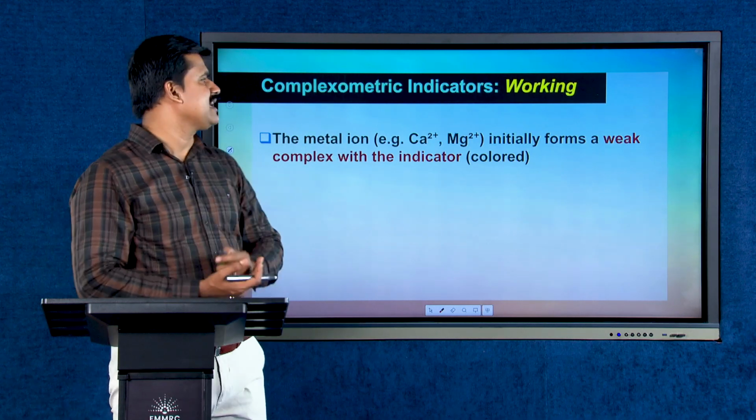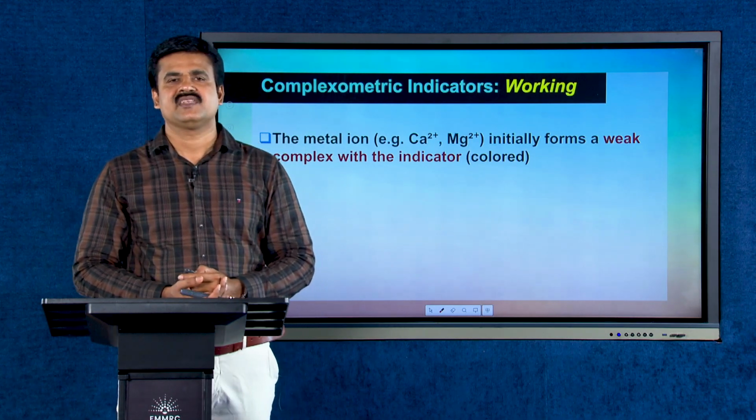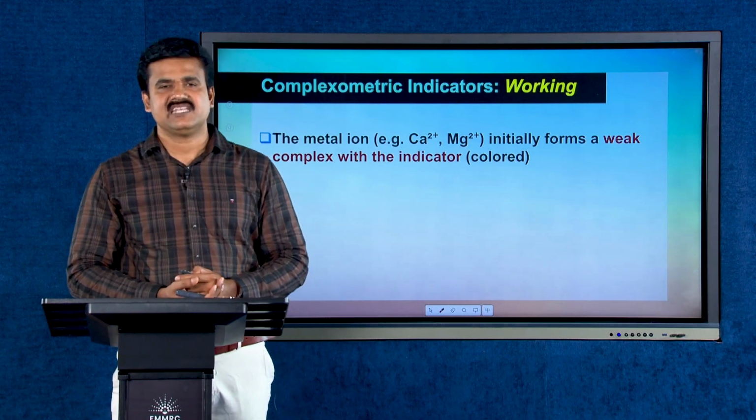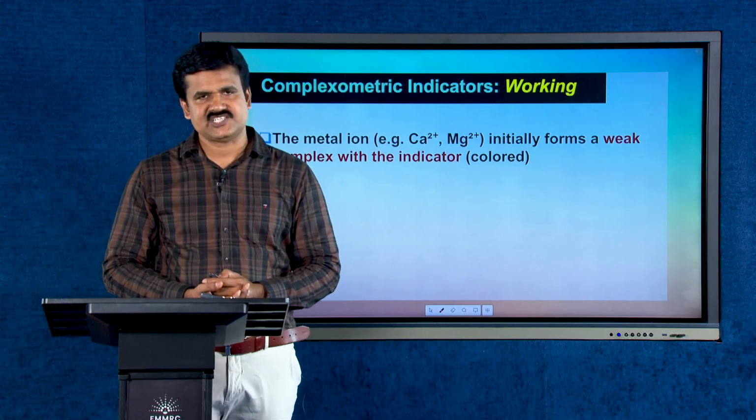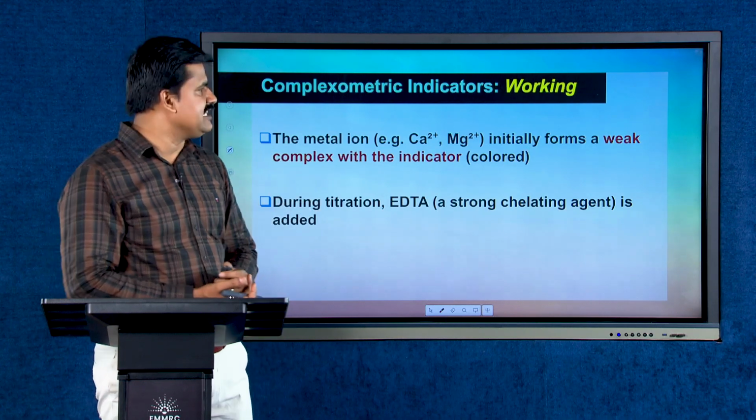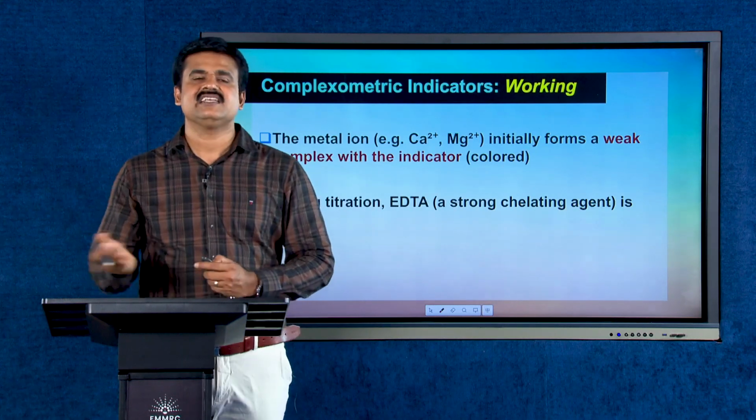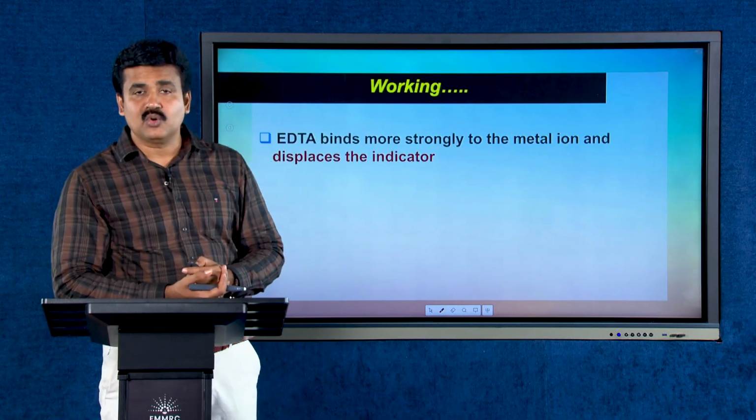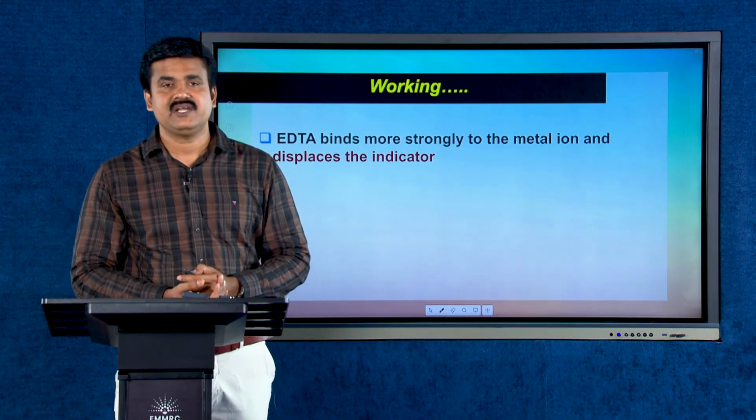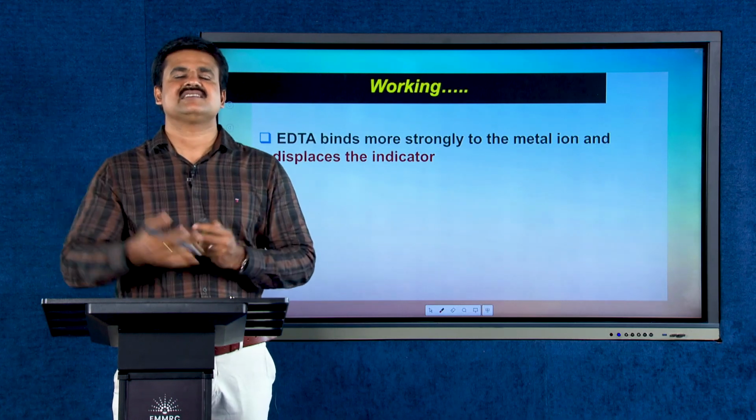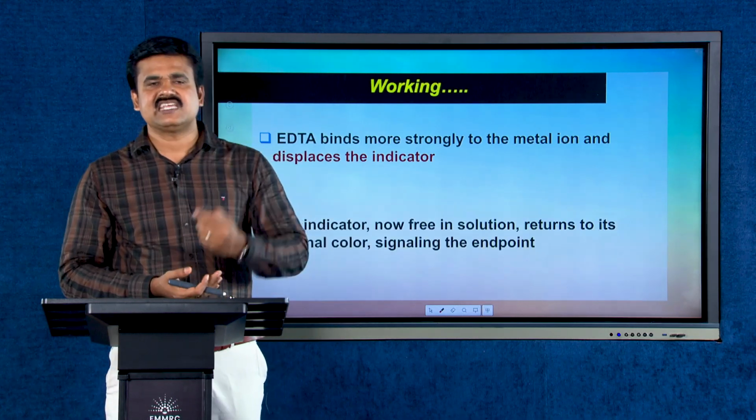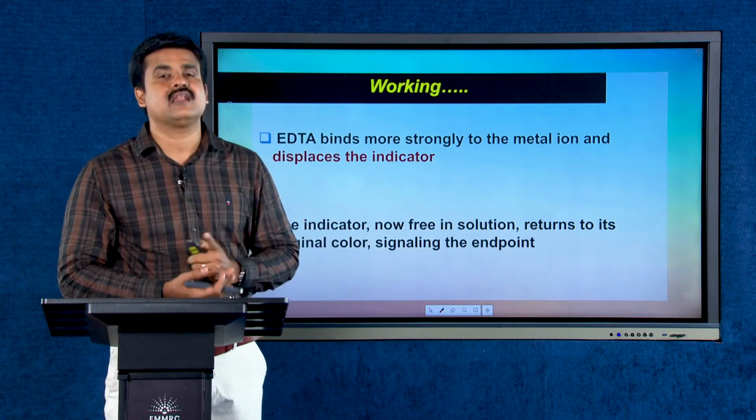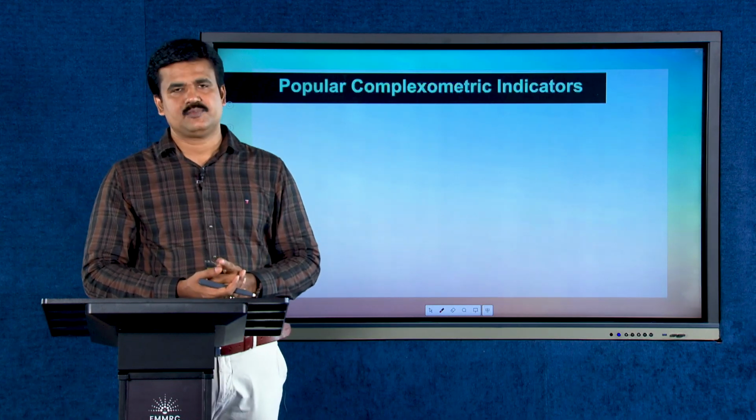The metal ion, preferably calcium 2+ or magnesium 2+, initially forms a weak complex with the concerned indicator. This is a colored species. During the titration, EDTA, which is a strong chelating agent, is added to the reaction mixture, and EDTA binds more strongly to the metal ion and displaces the indicator. The indicator is now free in solution, returns to its original color, signaling the endpoint.